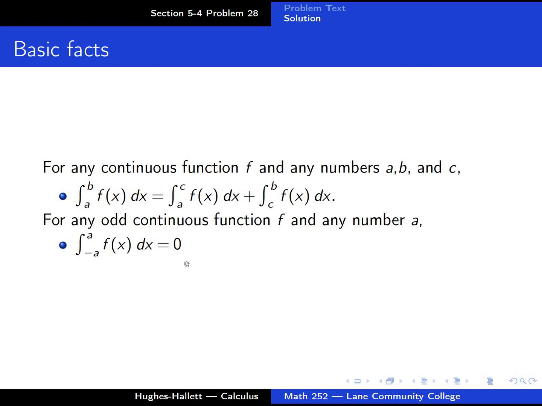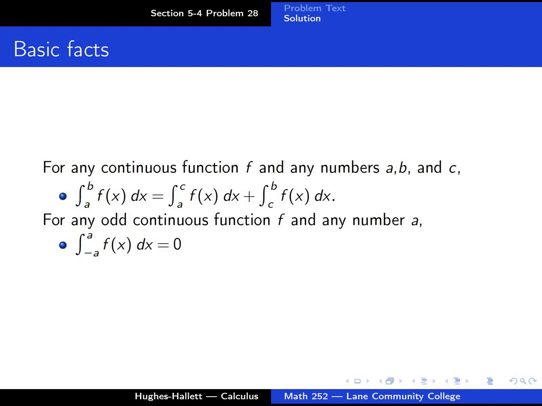That's a useful fact. The other thing we need to know from this section, which is occasionally useful, is that if we have an odd function, a continuous function, so we can integrate it, and if we have any number a, then if we integrate from minus a to a of f of x, we're going to get 0. And that's because the area on the one side is going to be below the x-axis, and the area on the other side will be above the x-axis. They'll cancel each other out. We're getting that from the fact that it's odd.